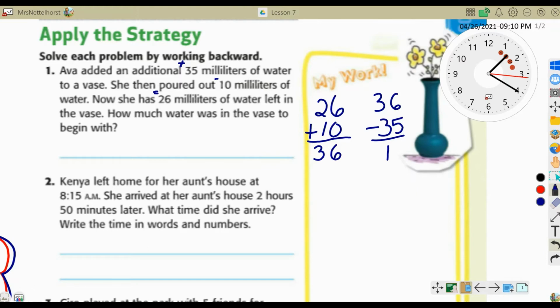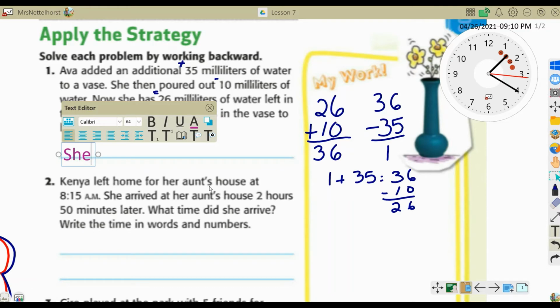So let's check our answer. If she started with 1 milliliter, she added 35, that is 36 milliliters. Now if she subtracts 10, that's 26, and that's what she ended up with. So she started with 1 milliliter of water.